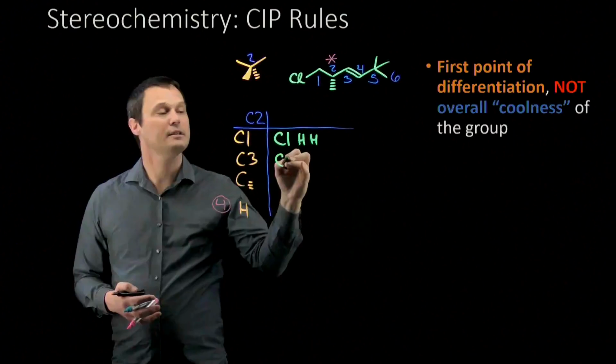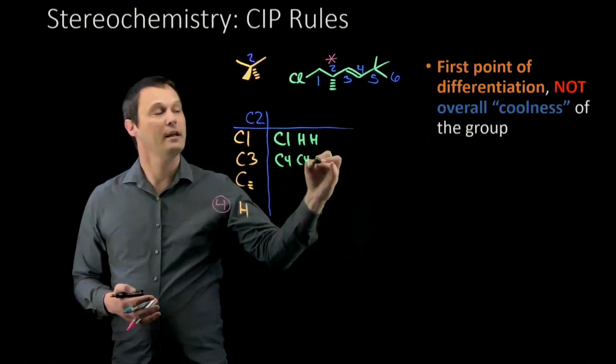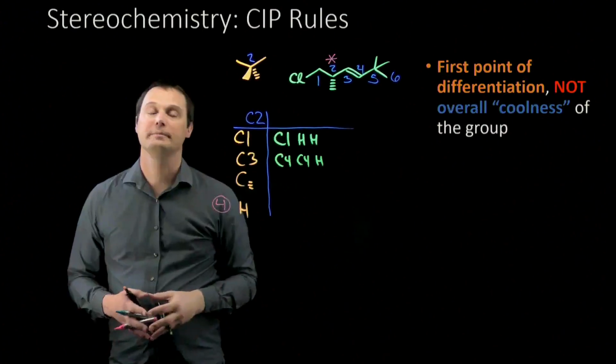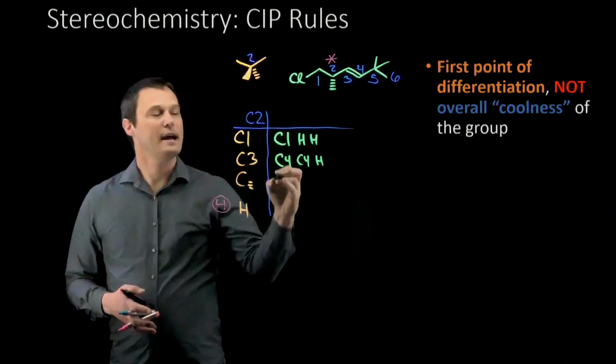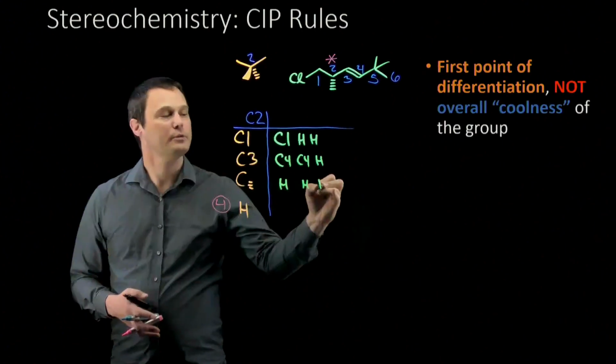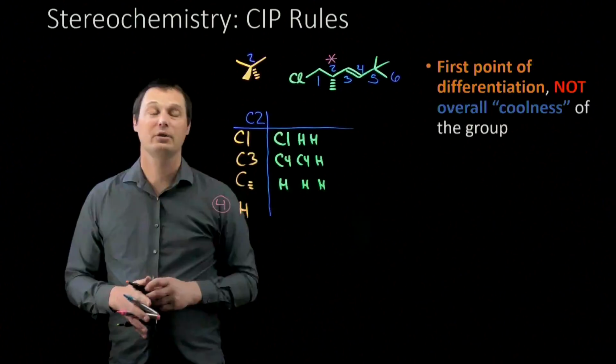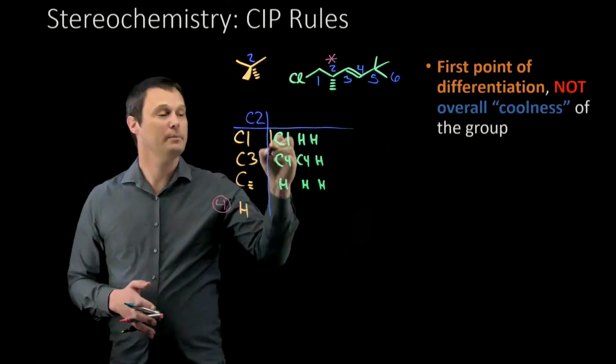So carbon number 3 is attached to carbon number 4 again in the double bond, and the implied hydrogen. Finally, carbon on the dash is a methyl group attached to 3 hydrogens, so we put those 3 groups on our list as well. Now we're ready to look for our first point of differentiation. Here, it happens to be here.